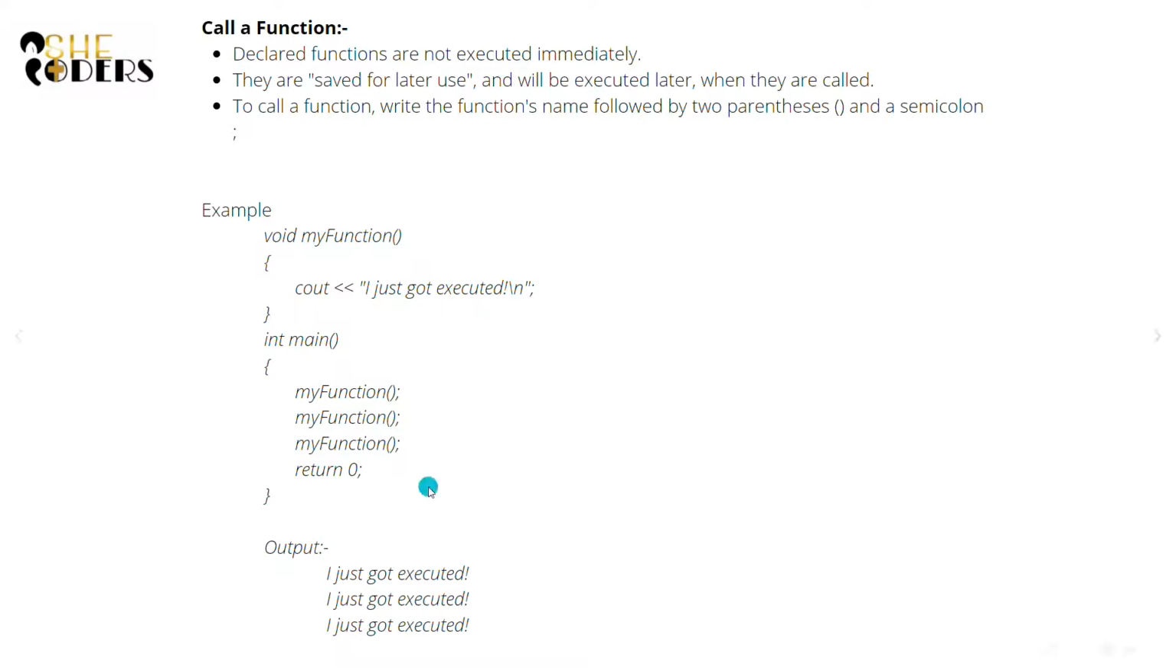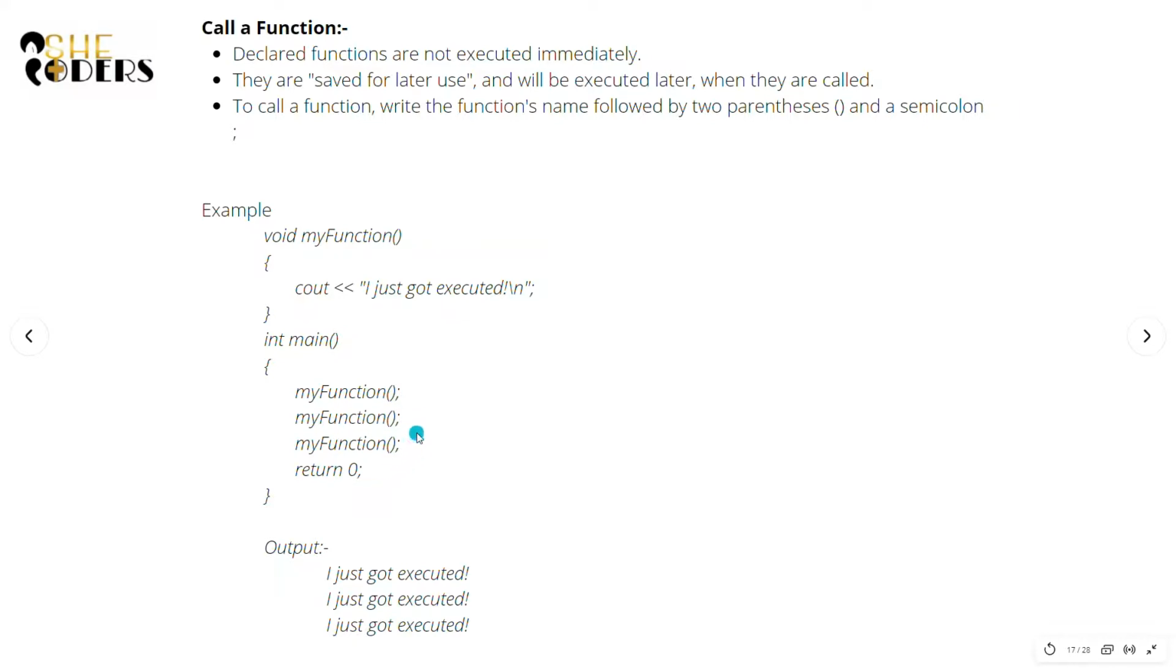So to call a function, the function name is followed by two parentheses and a semicolon. Like here you can see in the example, void my function, and inside that what the function does is just show the output "I just got executed" with a new line character. So here inside the main function, I have called my function 3 times.